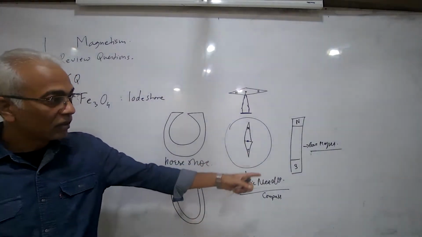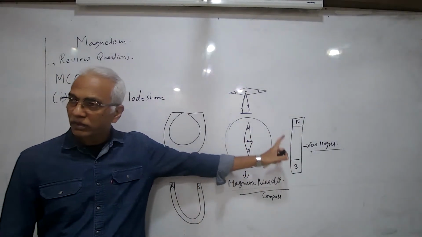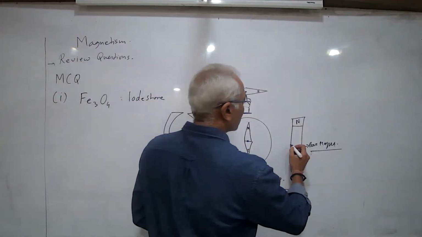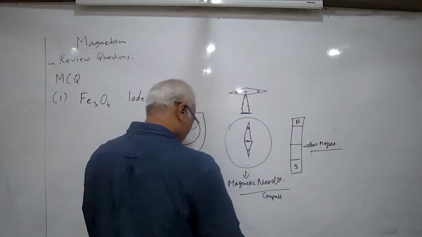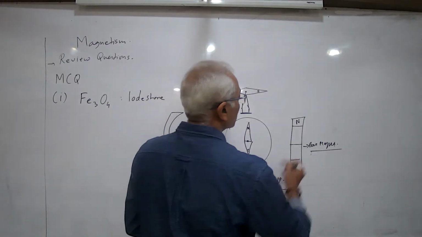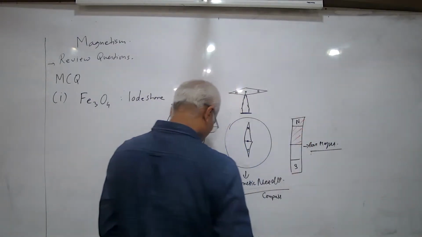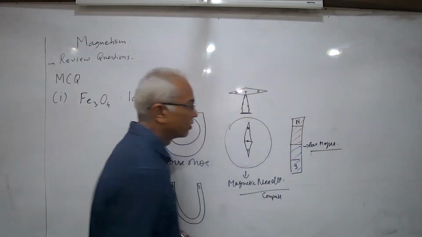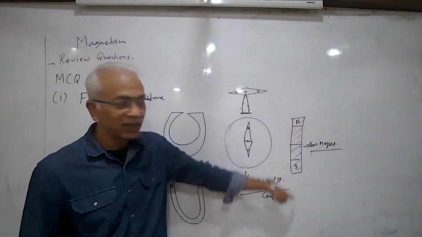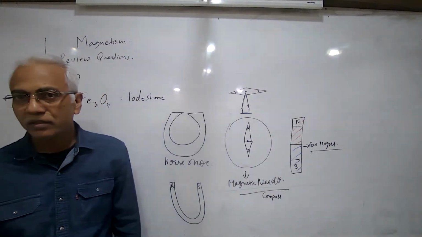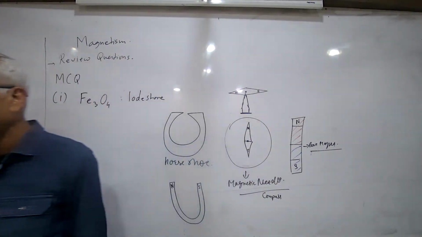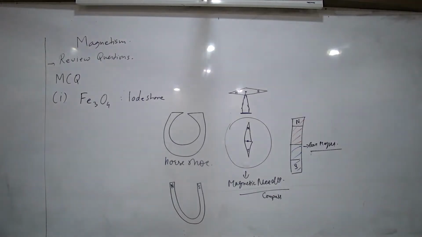Now this is correct. But generally, a magnet is shaded like this. The north side is red and the south side is blue. So you just write N and S, don't put it like this. This whole part is north, this part is south. So she has got it right.